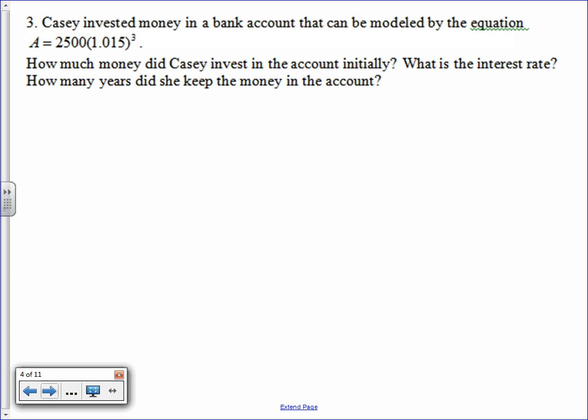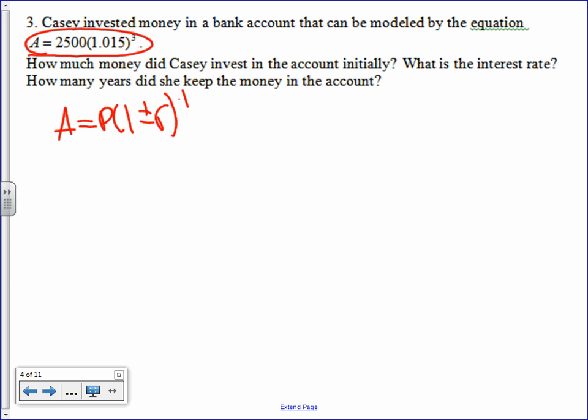Unlike your per x plus the one-time fee, for an exponential function, it's A equals P(1 plus r) to the t. A is always your ending amount or current amount. P is always your initial amount. R is the rate as a decimal. T is your time. In this particular example, it gives us A equals 2500 times 1.015 to the power of 3.